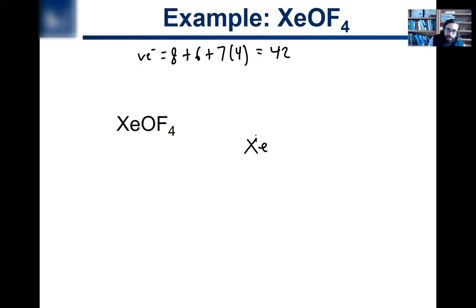And now we don't really know what the geometry is, but we're just going to put these in a pentagon for now, because we don't know what the steric number is. That's why we're doing the Lewis structure, to figure out the steric number and the VSEPR geometry. So we'll just arbitrarily connect all these right now. We have 42 valence electrons.